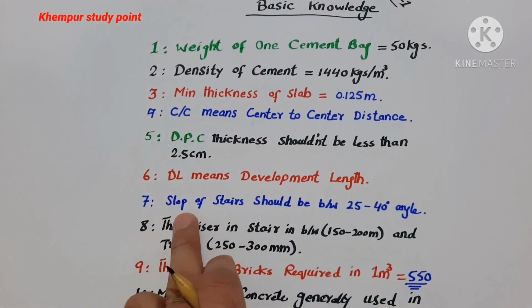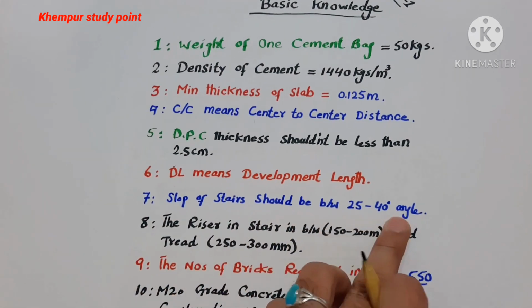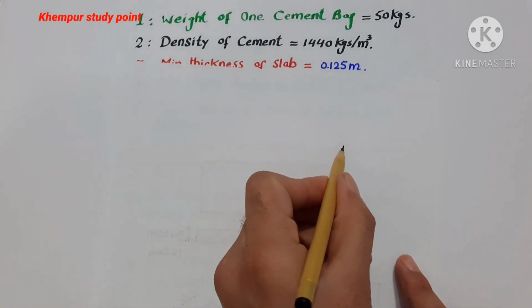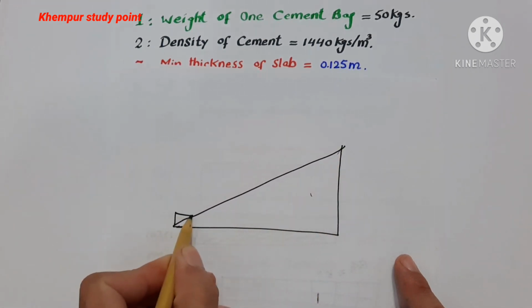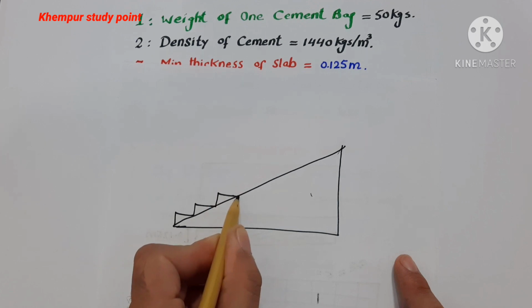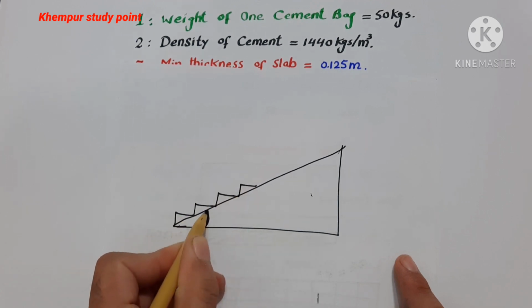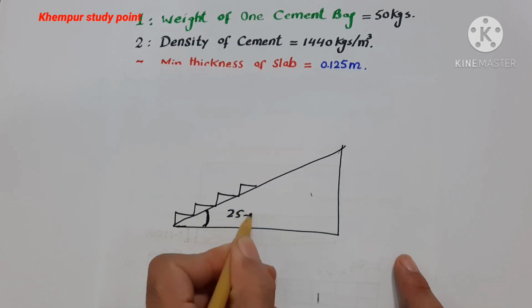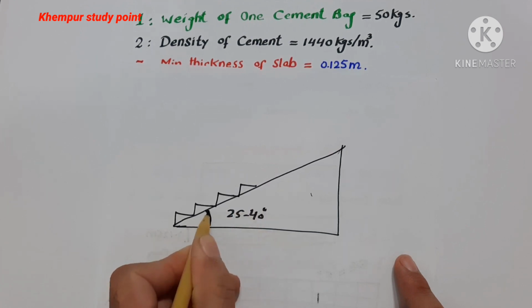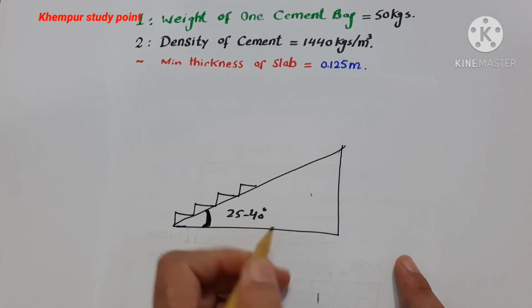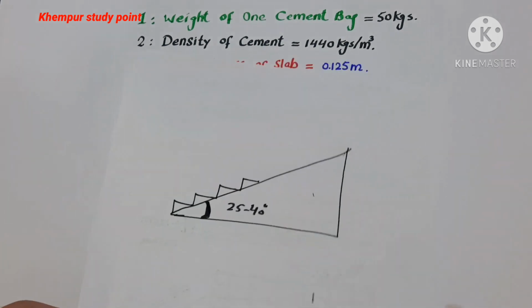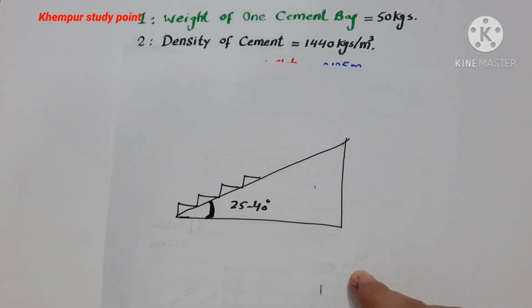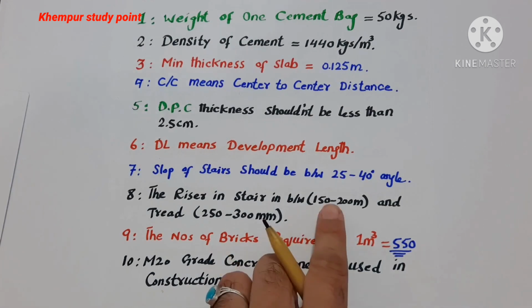The next one, seventh, the slope of stair should be between 25 to 40 degrees. What does it mean? You can see this is a wall, this is a stair, and these are steps. This angle should be between 25 to 40 degrees. It should not be more than 40 degrees, otherwise people will face more problems when they are using these stairs.